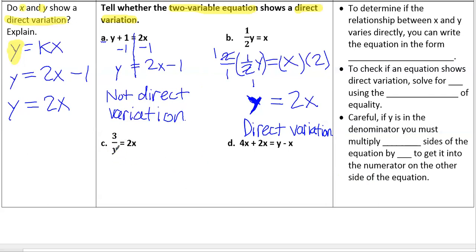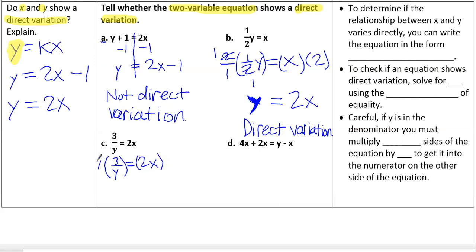Okay, this one. Wait, y's in the denominator. Why? How can I get y out of the denominator? And this is a really good problem to practice this on. If you have a variable that you want to get alone in the denominator, you know what you can do? You may not know this. This is a secret passed down from generation to generation.